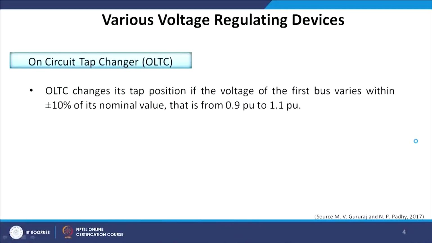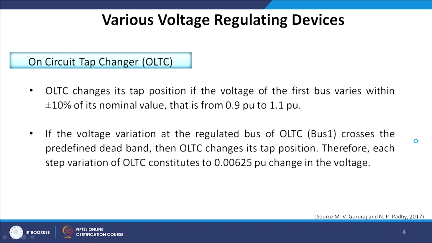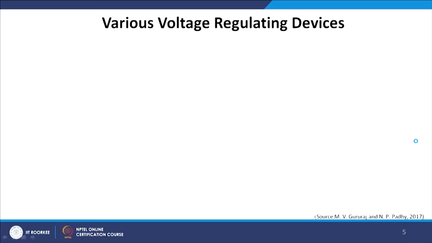There are different voltage regulating devices, and the very common one is OLTC. OLTC changes its step position if the voltage of the first bus varies within plus or minus 10% of its nominal value. That is, if the voltage is varying between 0.9 to 1.1, then they can take action. If the voltage variation at the regulated bus of OLTC crosses the predefined dead band, between 0.9 to 1.1 minimum as well as maximum, then the OLTC tries to change its tap positions.